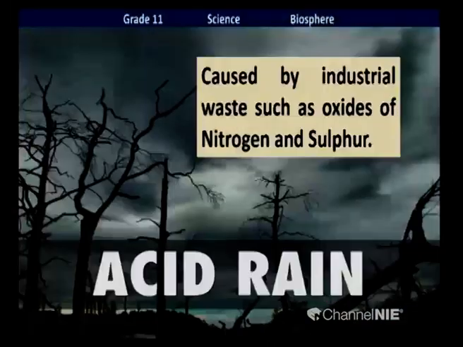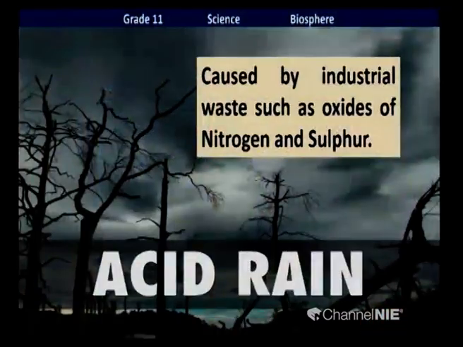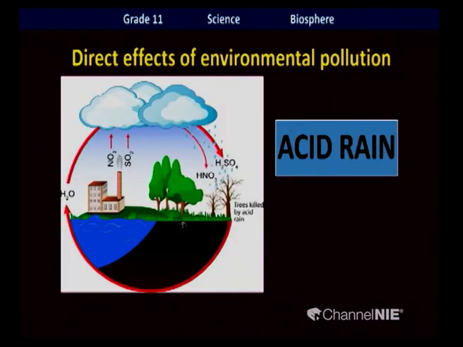But when oxides of sulfur and oxides of nitrogen dissolve in the rain, acidity will increase further. Then the pH value will decrease. If the pH value decreases below 5.6, we consider that as acid rain. So these acidic gases can be oxides of nitrogen and sulfur: sulfur dioxide and sulfur trioxide, and nitrogen oxides, mainly nitrogen dioxide. So let's see how acid rain is caused by these acidic gases.